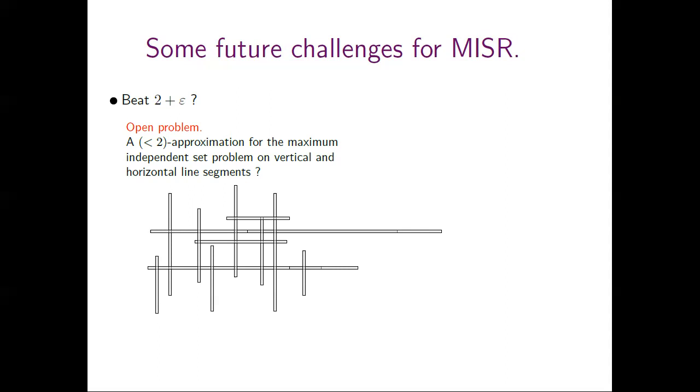So there is this 2 approximation that consists of looking only at the horizontal or only at the vertical. In that case, we have a disjoint union of interval graphs, and we can compute the optimal solution. So we can just output the best of these 2 solutions, and this is a 2 approximation. But we don't know how to improve. Nobody knows better than this. So that's one.